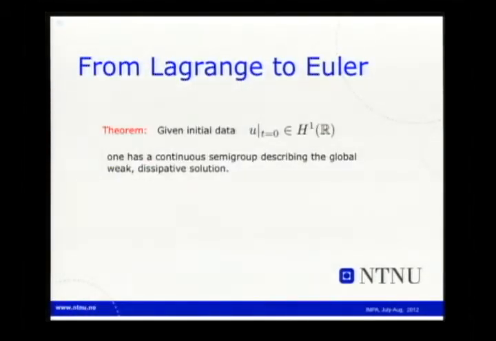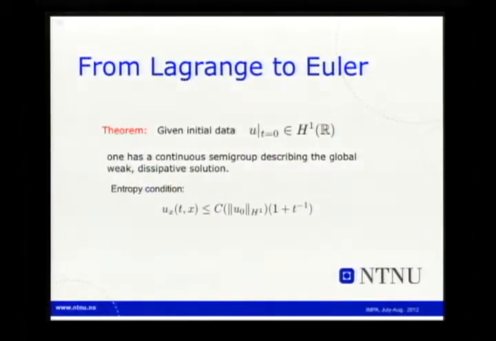So here is the theorem that we eventually end up with. Now we only need initial data in H1. There is no need for a measure here. One has a continuous semigroup describing a global weak dissipative solution. And to make it different from the conservative, we can show that it satisfies this kind of entropy condition, that the derivative is bounded by this quantity here. So it decays like that. And that is certainly not satisfied for the conservative solution.